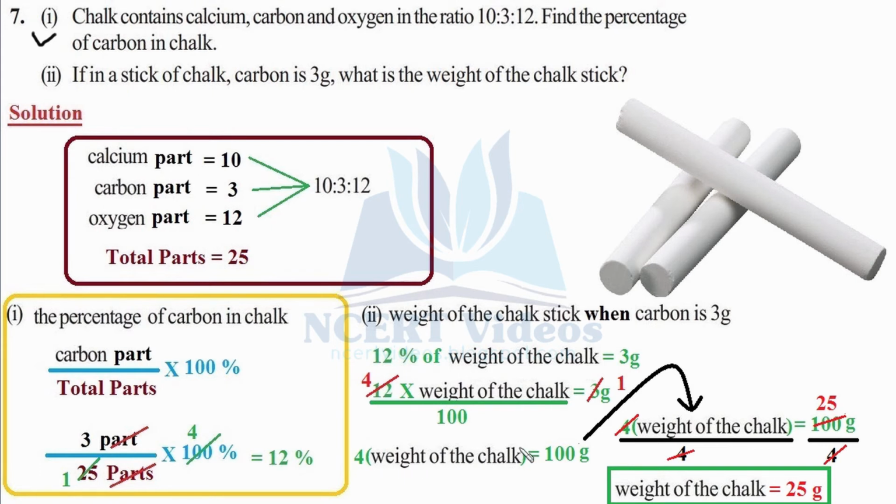So the weight of the chalk can be achieved when we get rid of this 4. That is dividing by 4 on both sides, so that the value of the equation doesn't change. 4 cancel, weight of the chalk separated. 100 over 4 is simple, 25 grams. So the weight of the chalk is 25 gram when carbon itself weighs only 3 gram. That is the second part of question number 7.